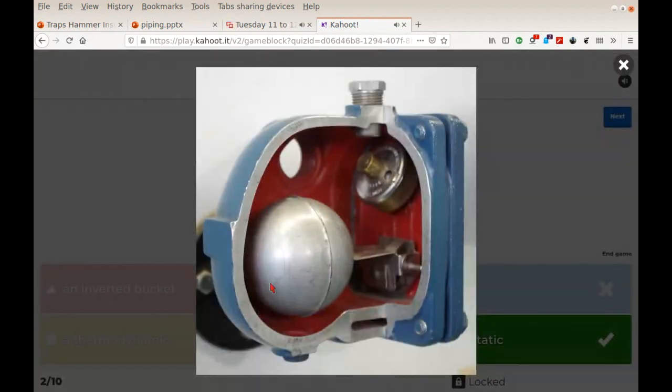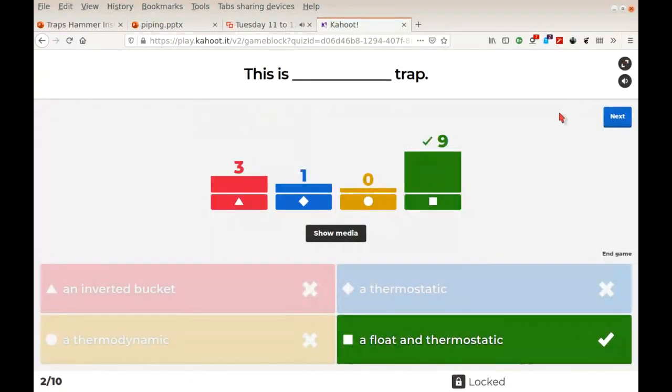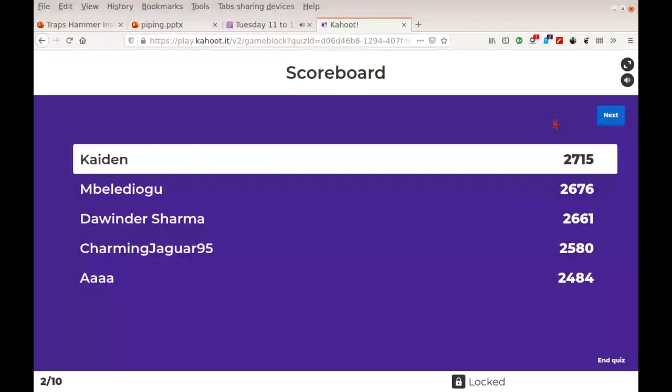Okay, it's an F&T. It's got this unmistakable float, and there's the thermostatic element. Anybody know what the thermostatic element is for? To let out air. Exactly, yeah, it's an air vent.